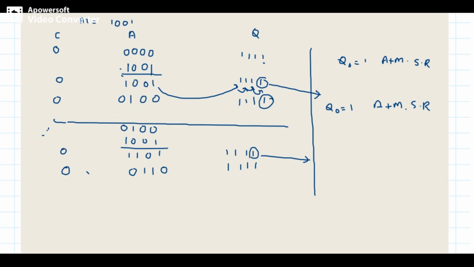So this is the first cycle, and this is the second cycle.